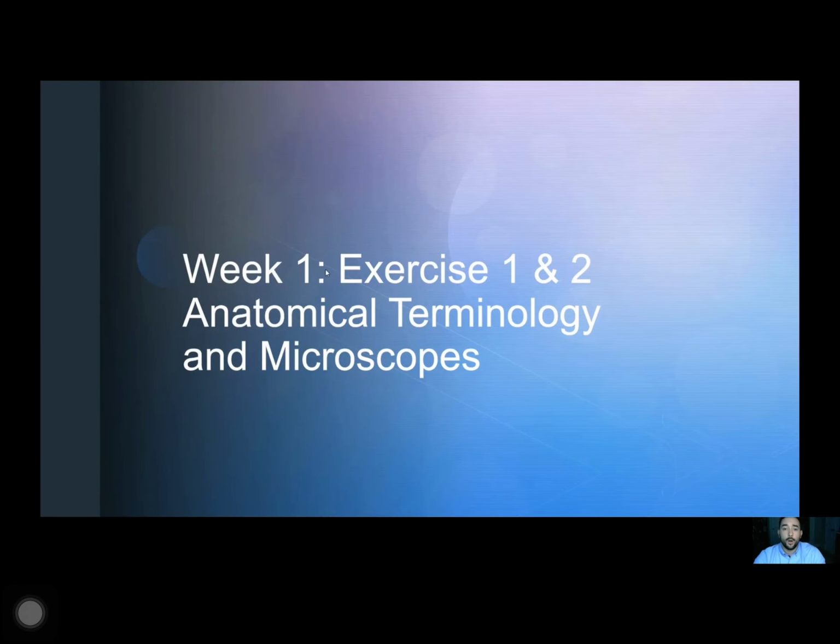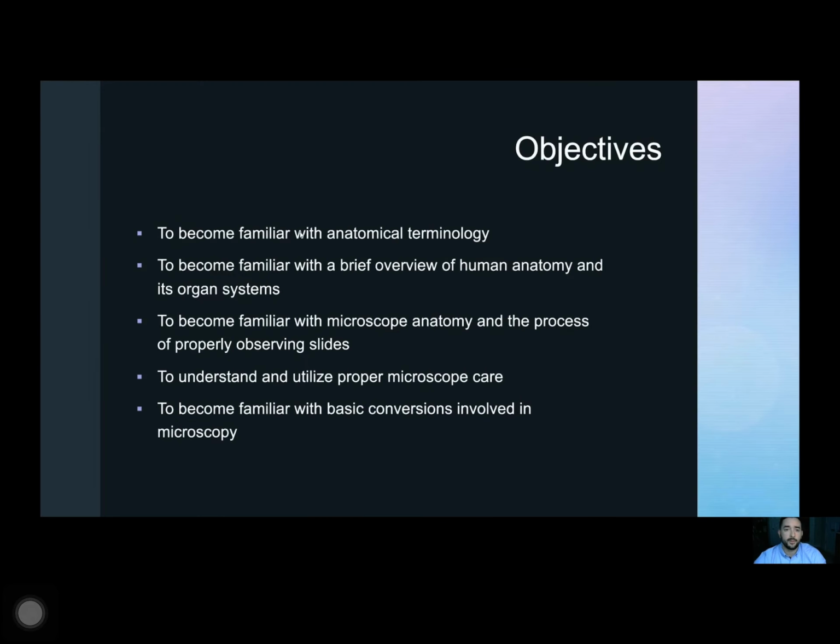Okay, so week one, we're going to be talking about anatomical terminology and microscopes. So first, here are our different objectives. So we're going to talk about anatomical terminology. We will become familiar with just a brief overview of what anatomy and physiology even means. We'll look at some organ systems. We will also become familiar with the microscope, the different parts of it and how it works. And then finally, just how to care for the microscope, and just a little bit of math, which won't be so bad.